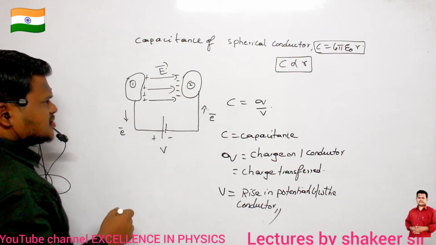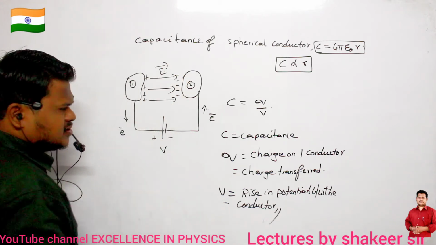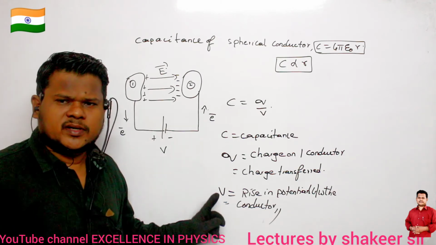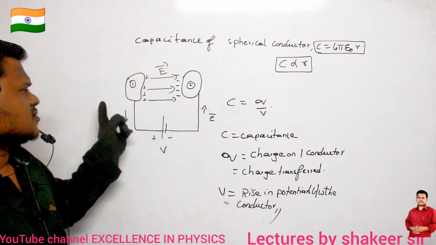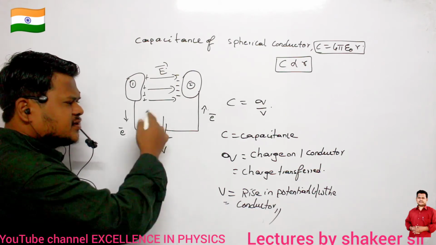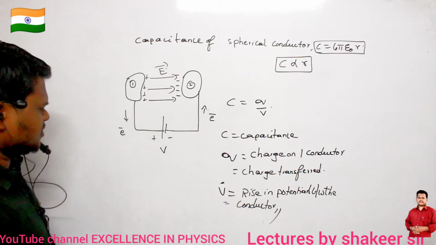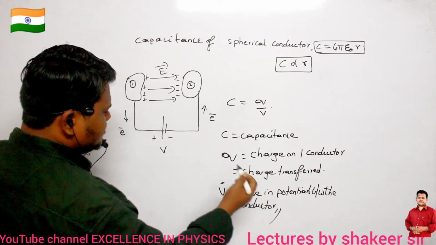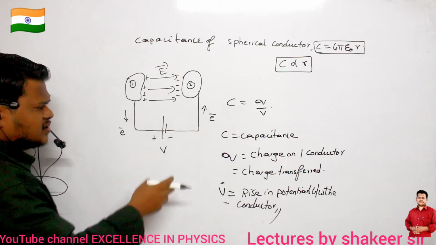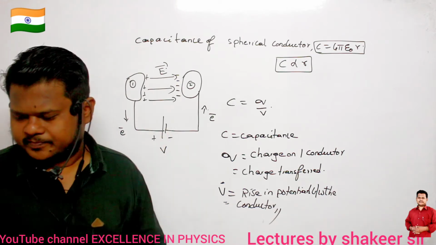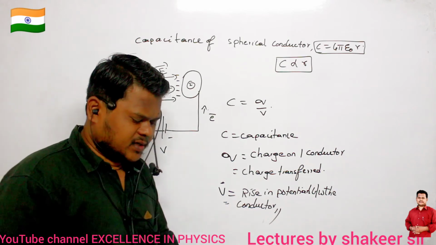So if an electric field is existing, it means definitely the potential is also existing. Previously the potential was 0 before connecting this battery. After connecting the battery, the potential is V here. So V is nothing but the rise in potential between these two conductors after we have connected this battery. Come on, make a note up to here. Completed?